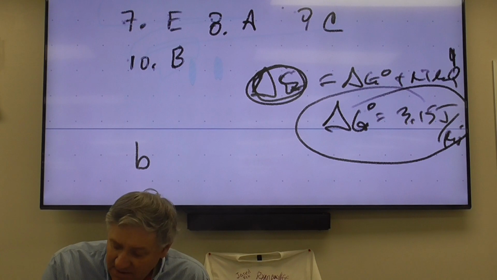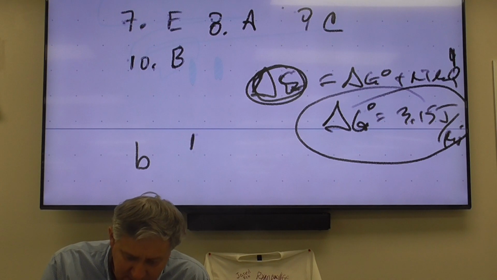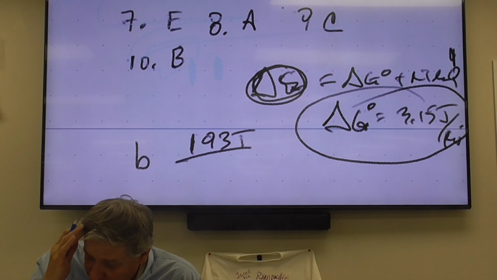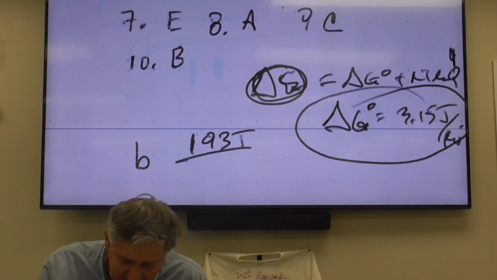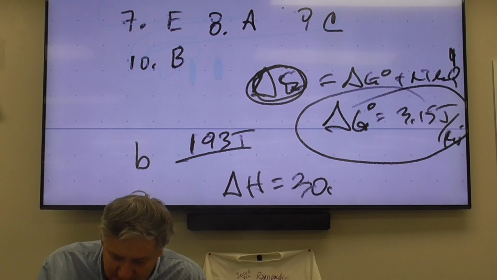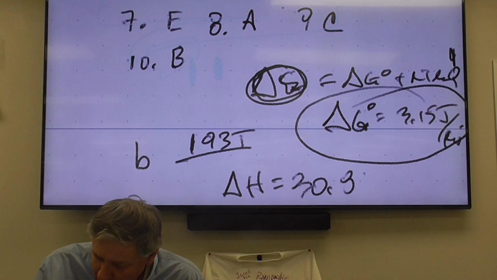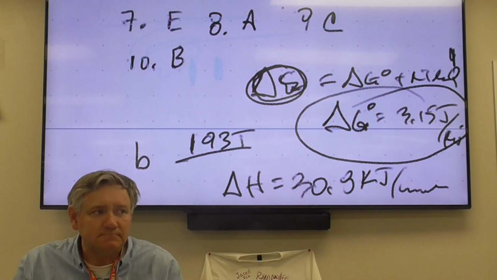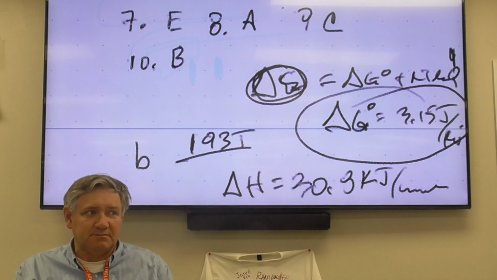Your answer to B, you're going to take the 193 joules and divide that by the moles, and you're going to get a delta H of 30.8 kilojoules per mole. Now, you got a positive delta H.